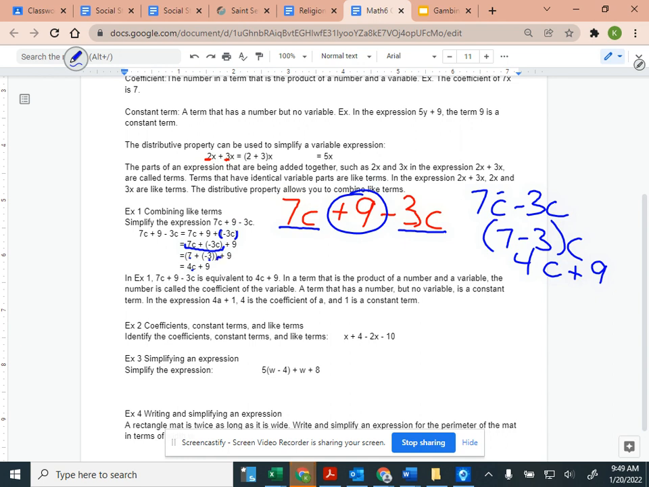So 7 plus the negative 3 got us that 4c. Oh, I forgot to put the c right here. There should have been a c there. So we have that 4c, and we still have that plus 9. So it's still a part of that equation. Yes? And then, would you do the math for that? Put the 4c plus 9?